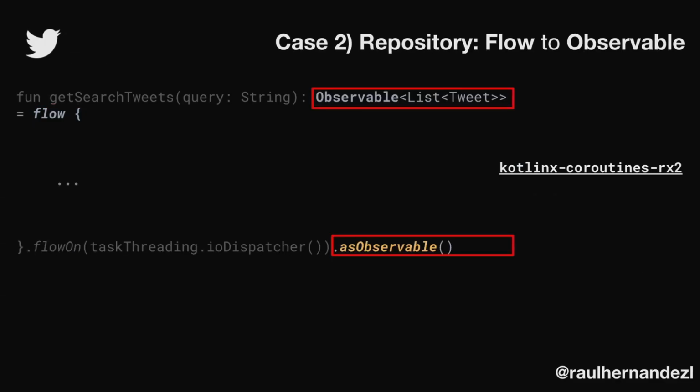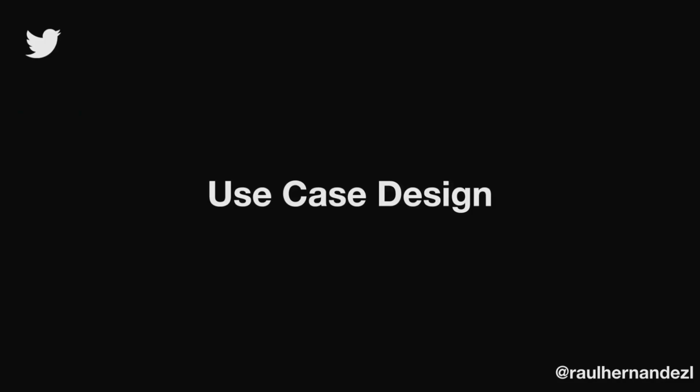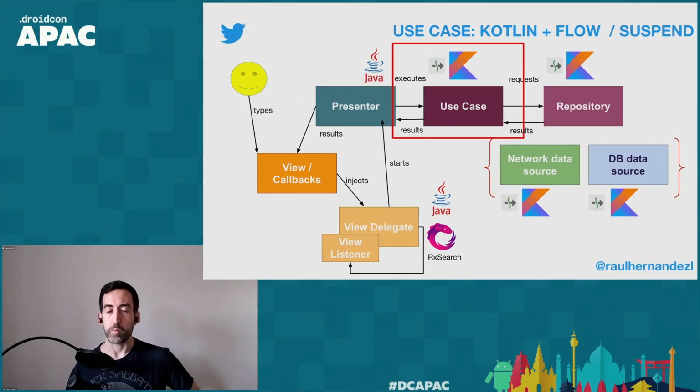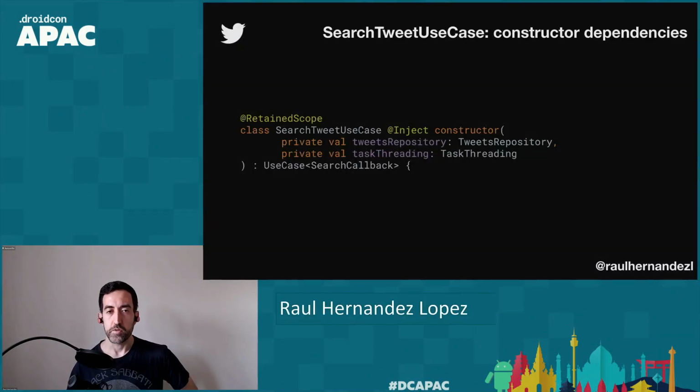So we'll return again an observable with this because we are still expecting that from the interactor side, the use case. Let's do this refactoring for the use case now. So we want to have this ready to use flows. So we see what we have to do right here. First of all, this will be in our time scope because of the configuration changes that we have on Android. I'll pass inside the tweet repository and then the task threading.